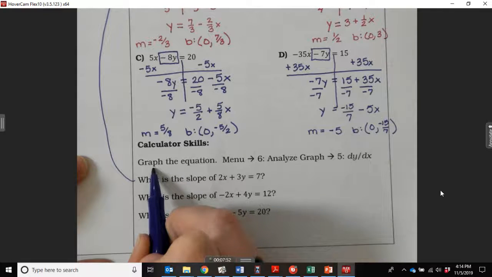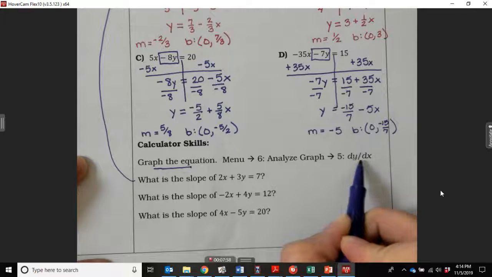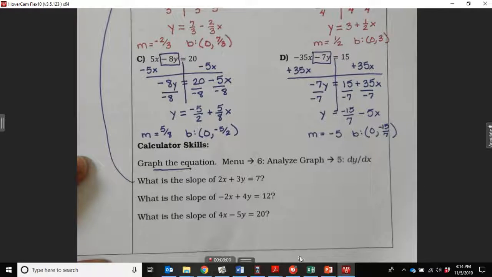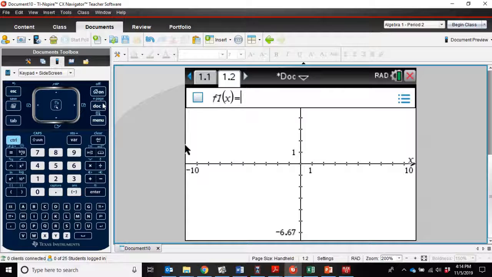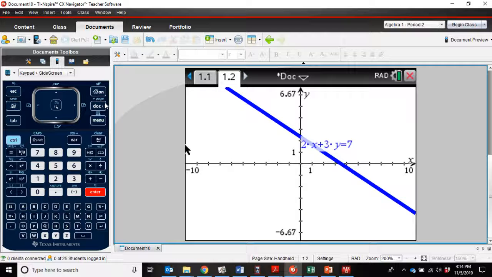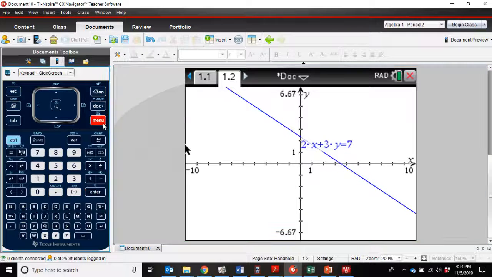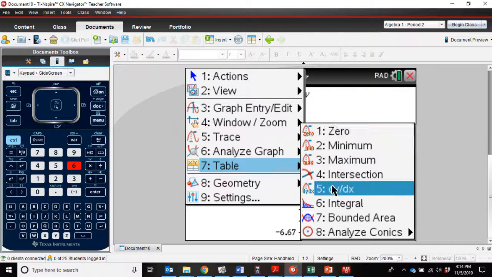Well, we're going to go to a graph page, we're going to graph it, and then we're going to press menu 6, 5, and this is what we're talking about. So I'm going to show you. I'm going to go to a graph page, and we need to delete the equal sign because it doesn't say y equals. So I'm going to type in 2x plus 3y equals 7. And then I can press menu 6 for analyze graph, and then 5, it says dy over dx.